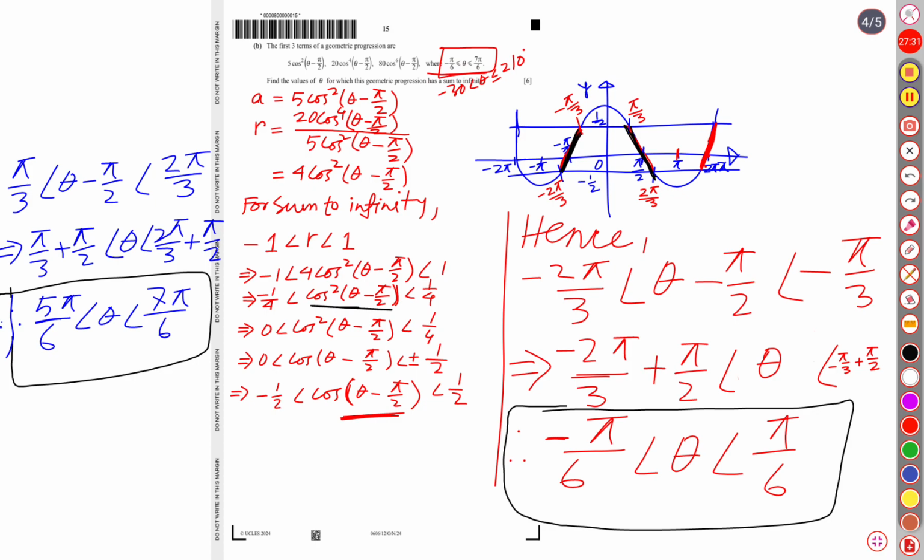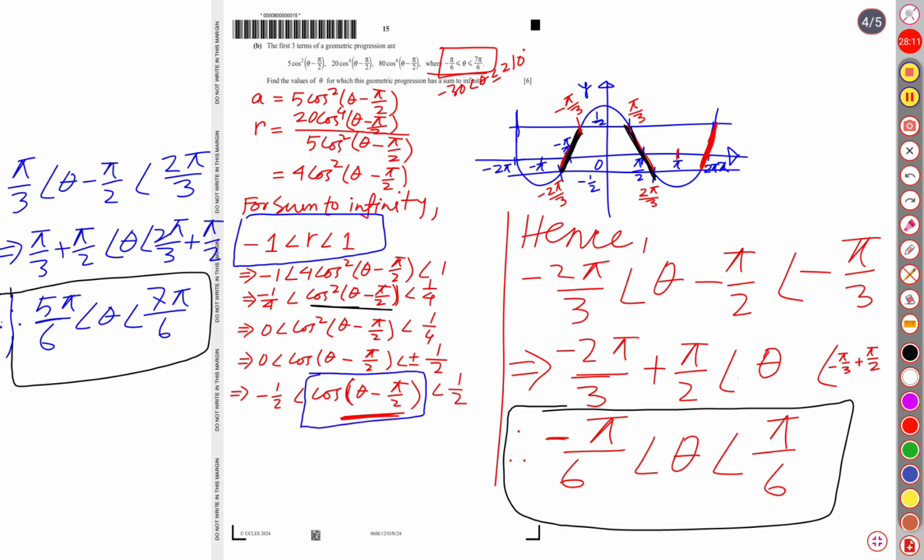As I have told, this is a little bit twisted, and there are some other ways of solving this, but I found it more logical and simpler. That's why I followed this method. So once again, if I recap, first of all we have found r, and remember, for the sum to infinity, the value of r should be between -1 and 1. Finally, we have got that cos theta is from -half until half.